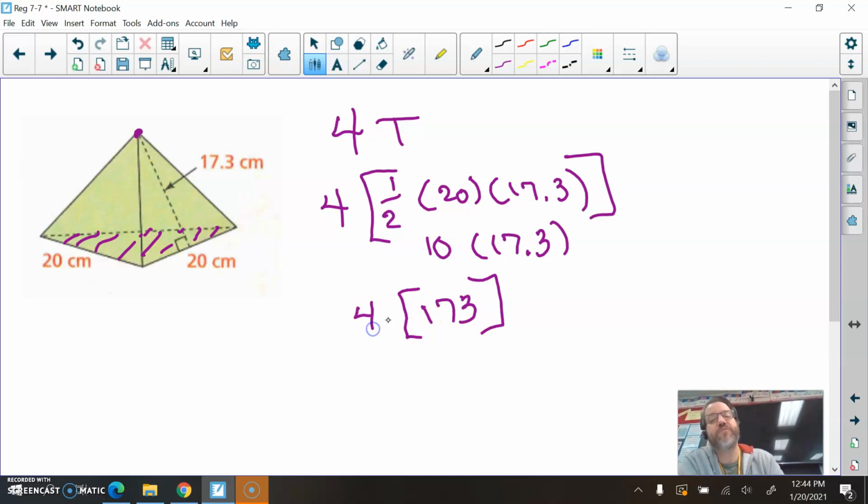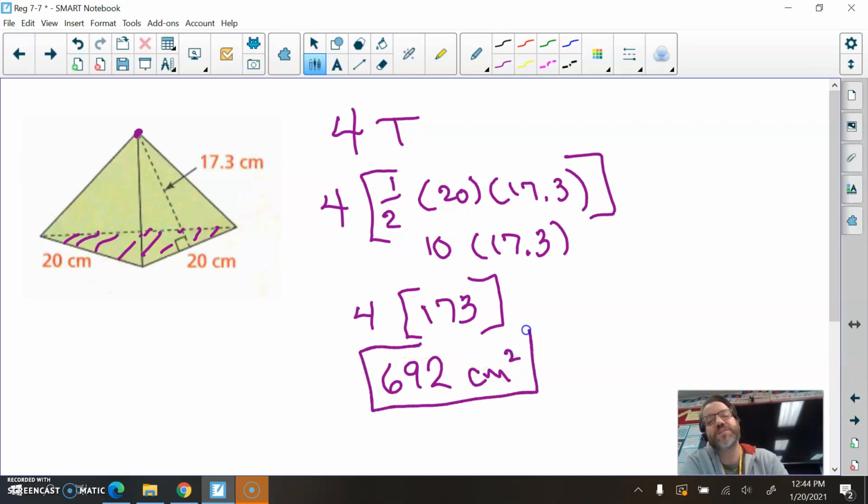Now just multiply by 4. Okay, and you get what, 692 it looks like. Oh, Mr. Wyatt trying to do too much in his head. We'd better check this. 173 times 4 equals, oh, it is 692, and it is square centimeters. Area is always square units.